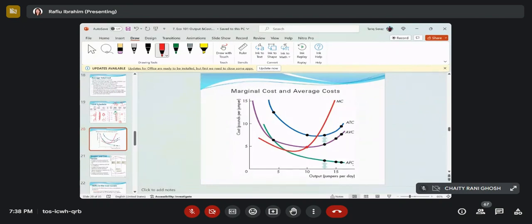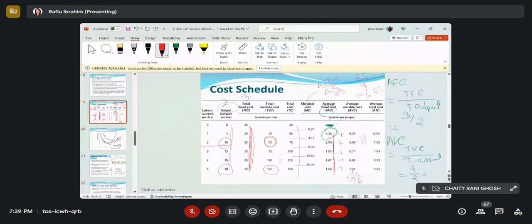This green line here is the average fixed cost, which is a downward sloping curve. However, if you look at the average variable cost and average total cost, both are U-shaped curves, just like the marginal cost curve. Why is that? Because when we start hiring labor early on, we are hiring them at a cheaper cost. And later, when we hire additional labor, it becomes more costly to us. So that is why the average variable cost declines for a while, but then again starts increasing.